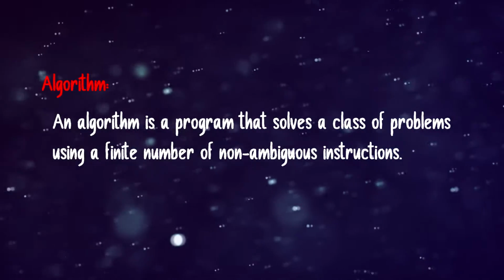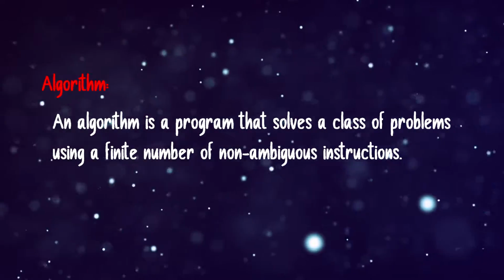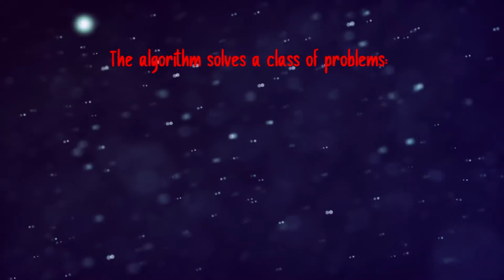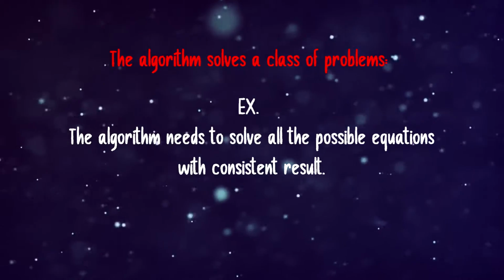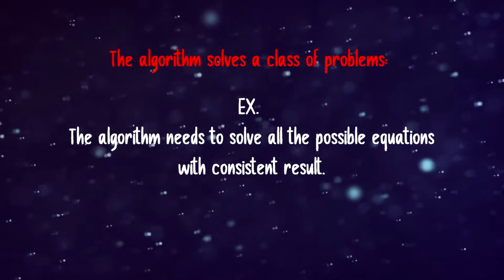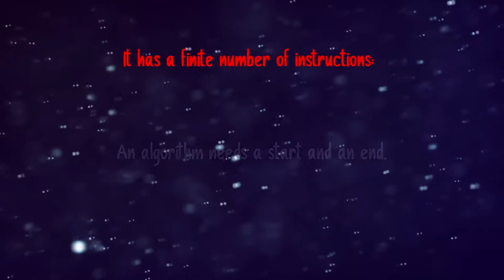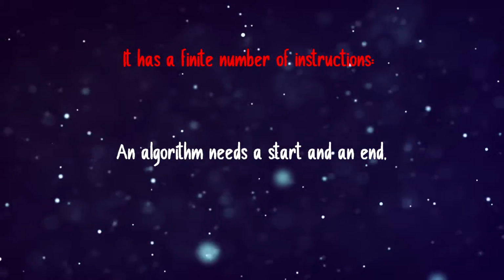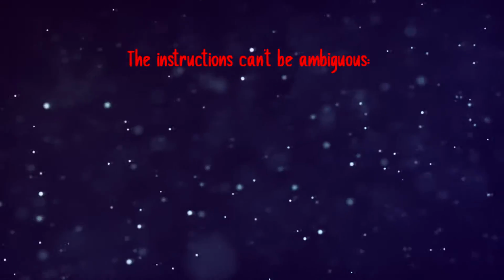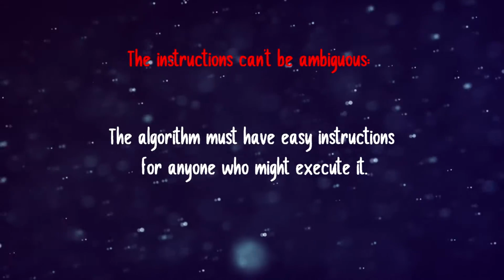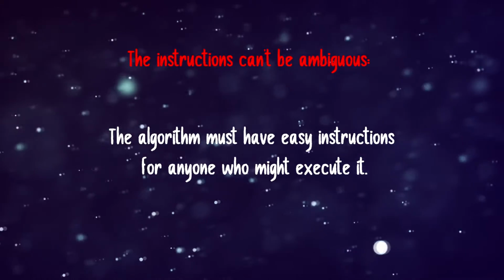Let's analyze this sentence better by taking the three main points. The algorithm solves a class of problems. For example, equations. The algorithm needs to solve them all with consistent results. It has a finite number of instructions. An algorithm needs a start and an end. It can't go on forever. The instructions can't be ambiguous. The algorithm must have easy instructions for anyone who might execute it.